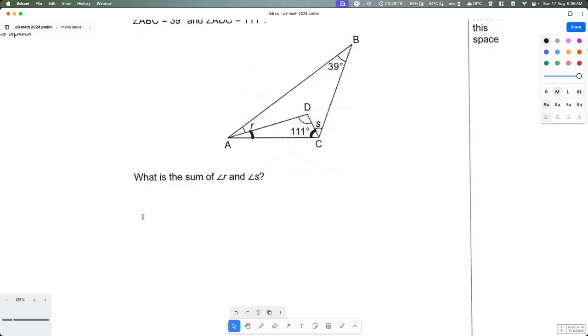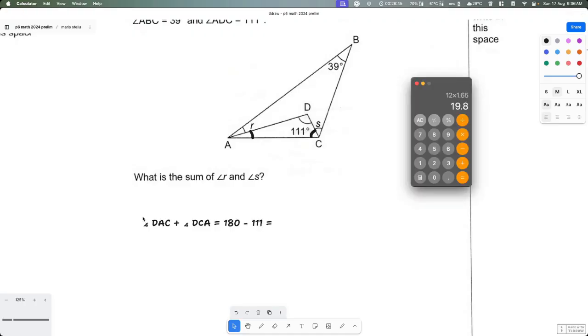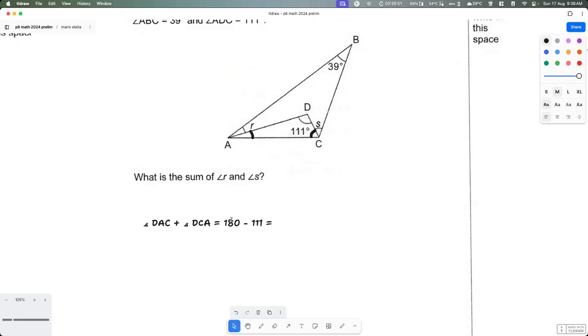So in this case, angle DAC plus angle DCA is equal to 180 minus 111. Let's use our calculator: 180 minus 111 will become 69 degrees. So now we know that these two add up to 69 degrees.